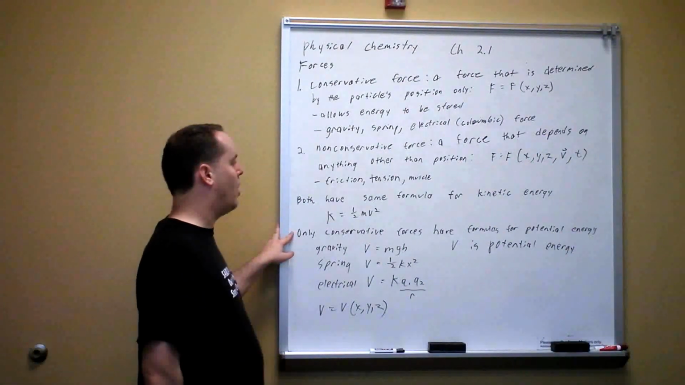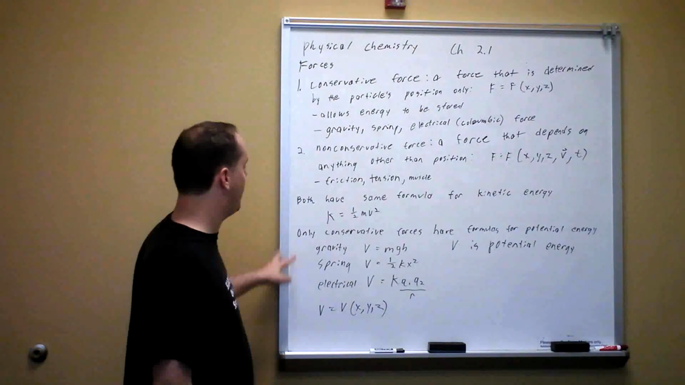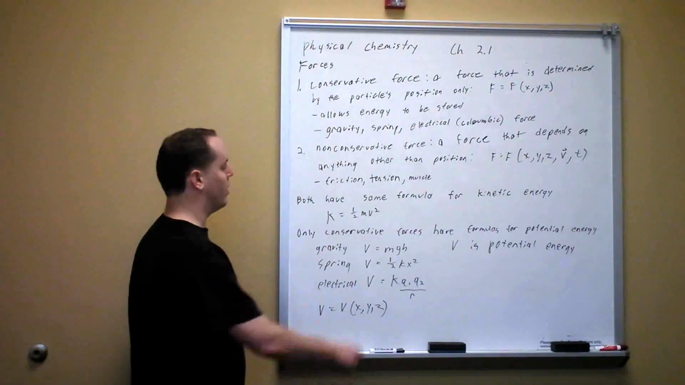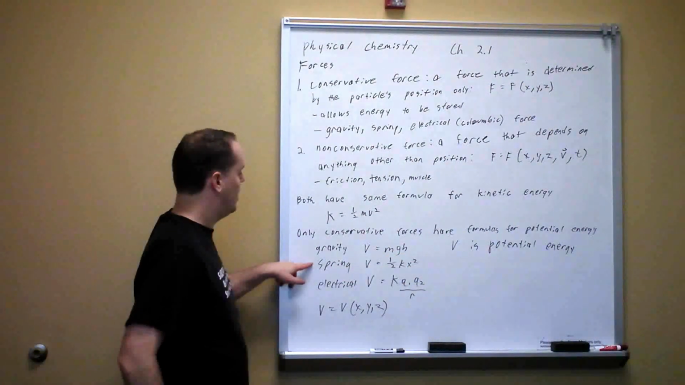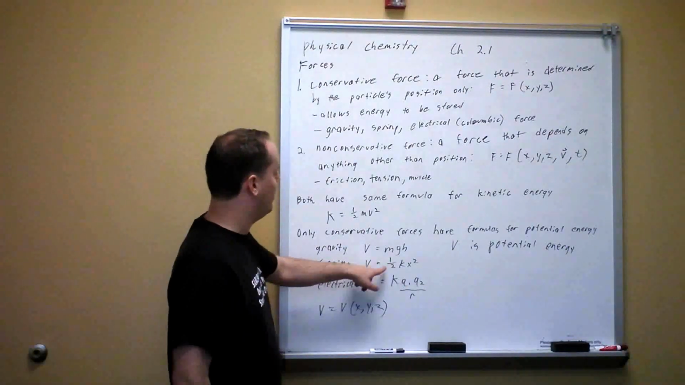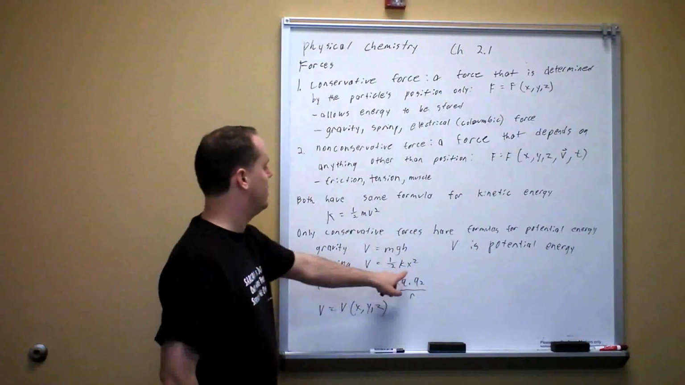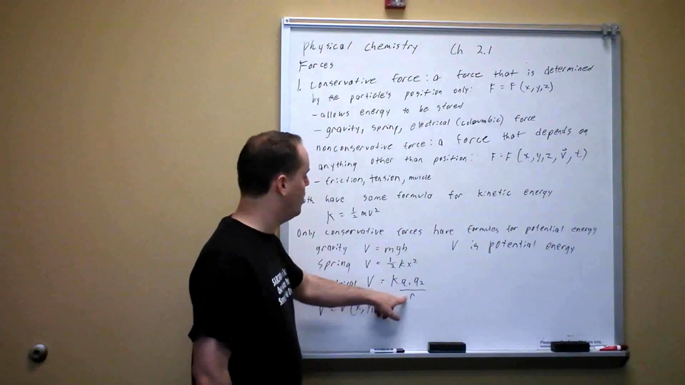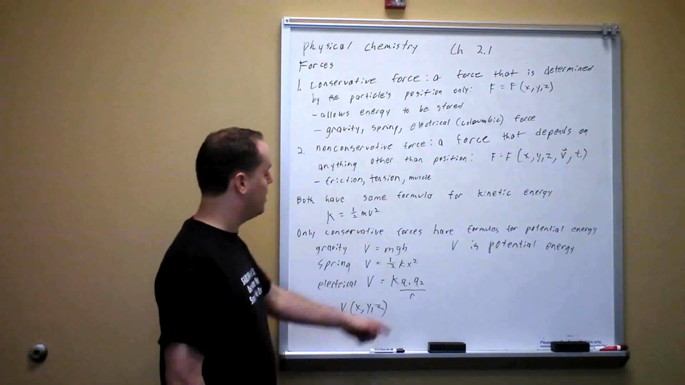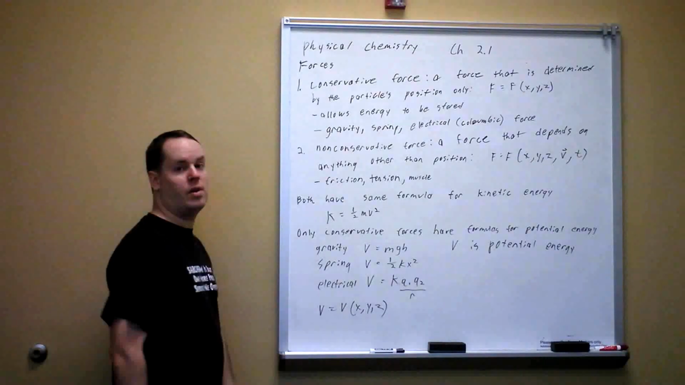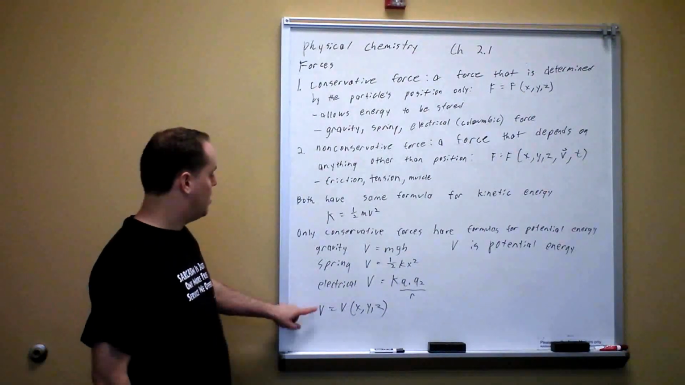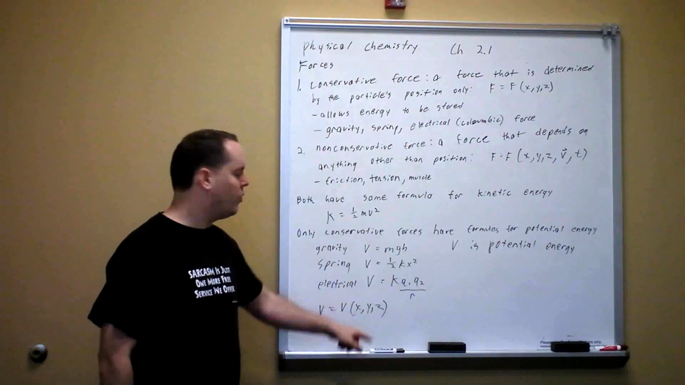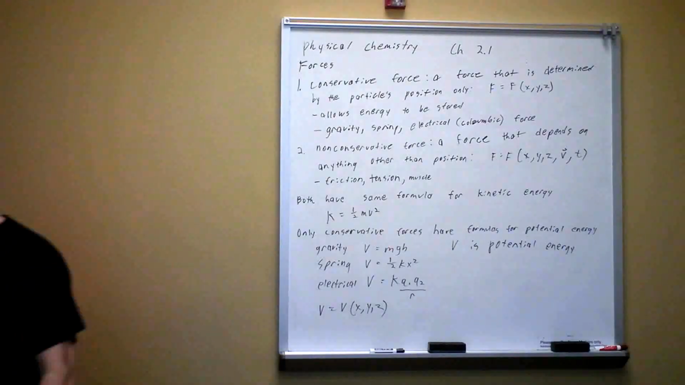Now, only conservative forces have formulas for potential energy, which is capital V. For example, for gravity, it's mgh. In this case, our position xyz is denoted by h for height. Likewise, for a spring, the potential energy V is 1/2 kx squared, and x would be our position in that case. And then the electrical potential energy is equal to K times Q1 times Q2 over R. In this case, R is our position instead of denoting it X, Y, Z. So just to make it official, our potential energy V is a function V of X, Y, and Z for a conservative force.